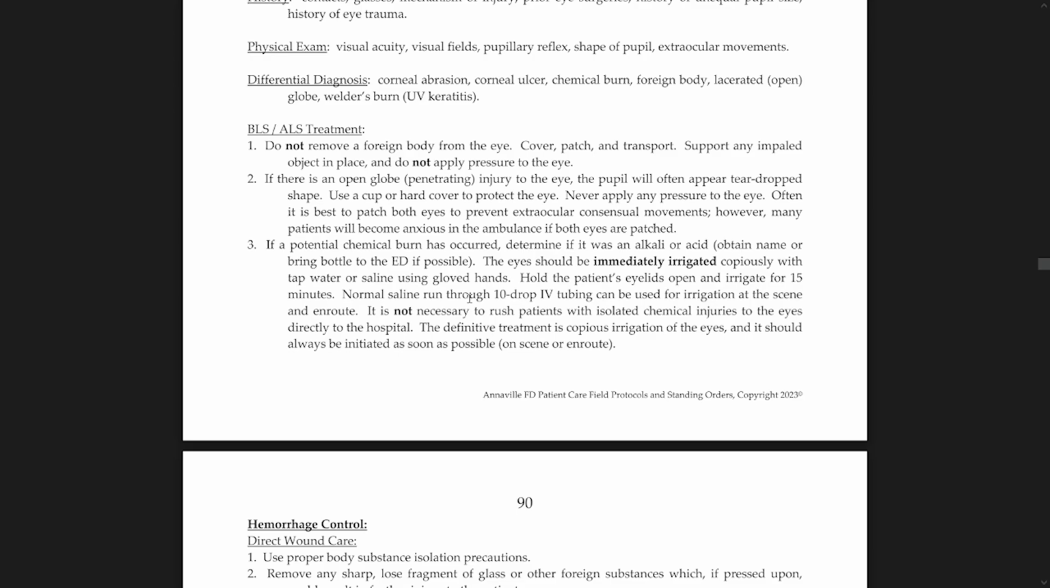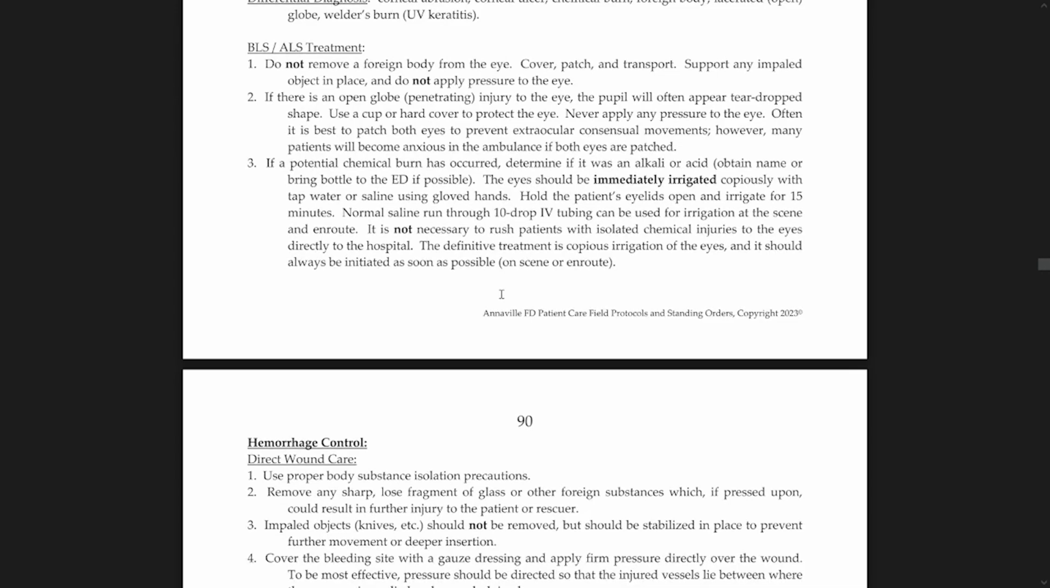Normal saline should run through a 10-drop IV tubing, which can be used for irrigation at the scene and en route. It is not necessary to rush patients with isolated chemical injuries to the eyes directly to the hospital. The definitive treatment is copious irrigation of the eyes, and it should always be initiated as soon as possible, either on scene or en route.